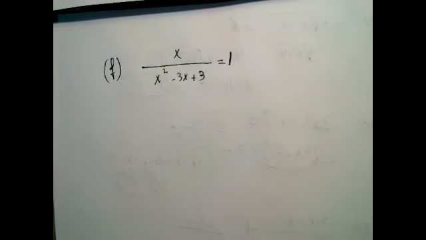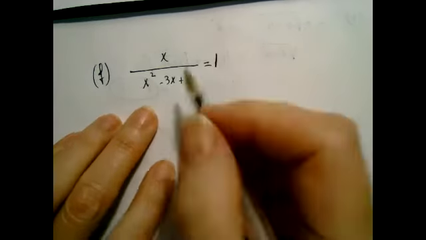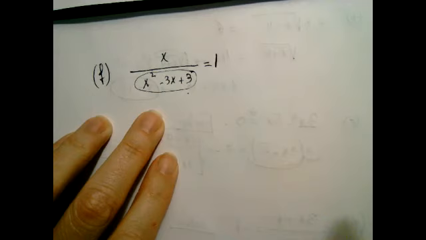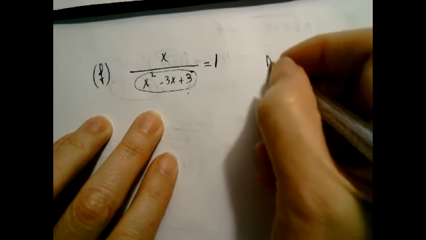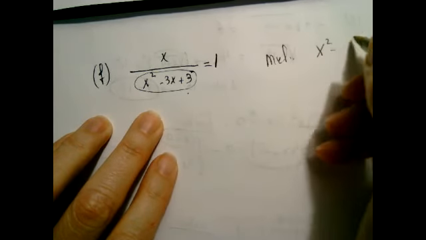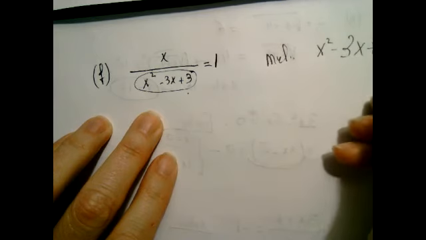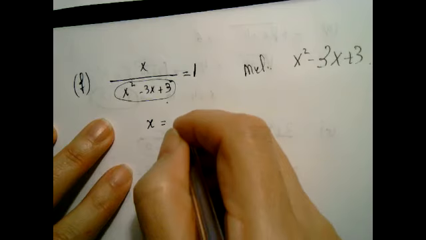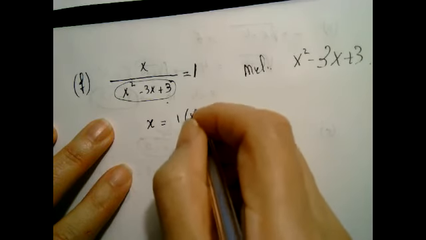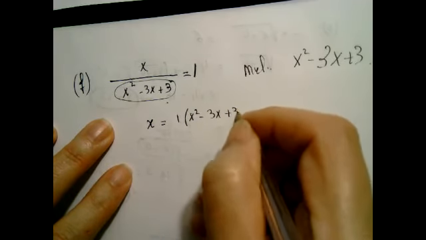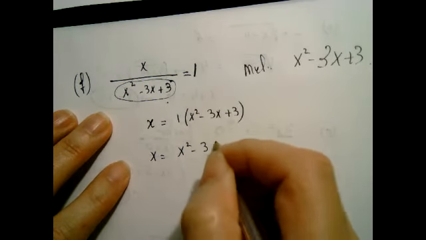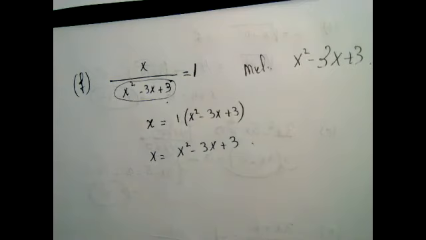All right. As I said, please check my algebra mistake. Again, this is in the same scenario. I have this denominator. I'm going to somehow eliminate this problem. So I'm going to multiply both by x squared minus 3x plus 3. All right? So by doing this, I will get x equal 1 times x squared minus 3x plus 3. All right, so it's going to give me x equal x squared minus 3x plus 3. All right, how can I solve this?